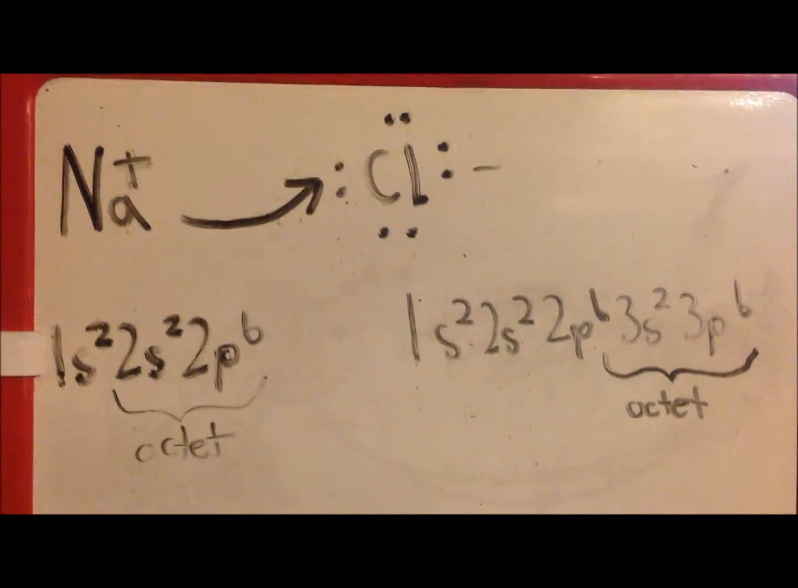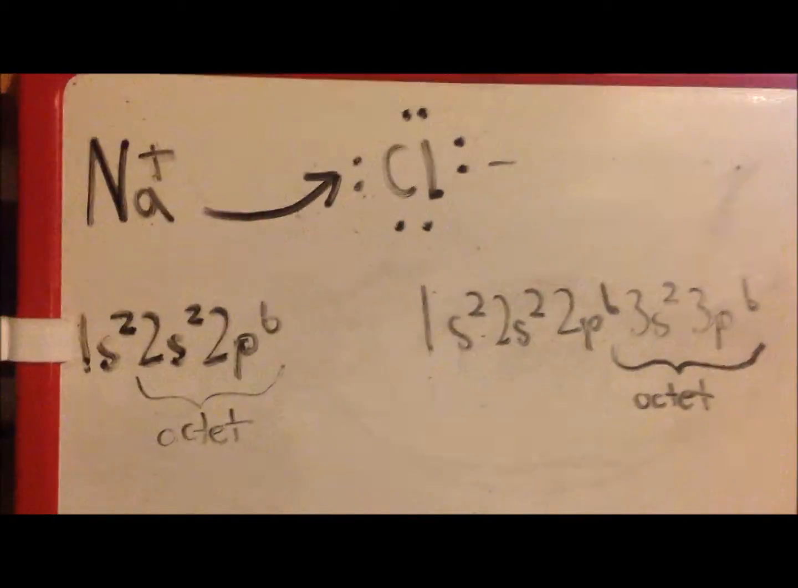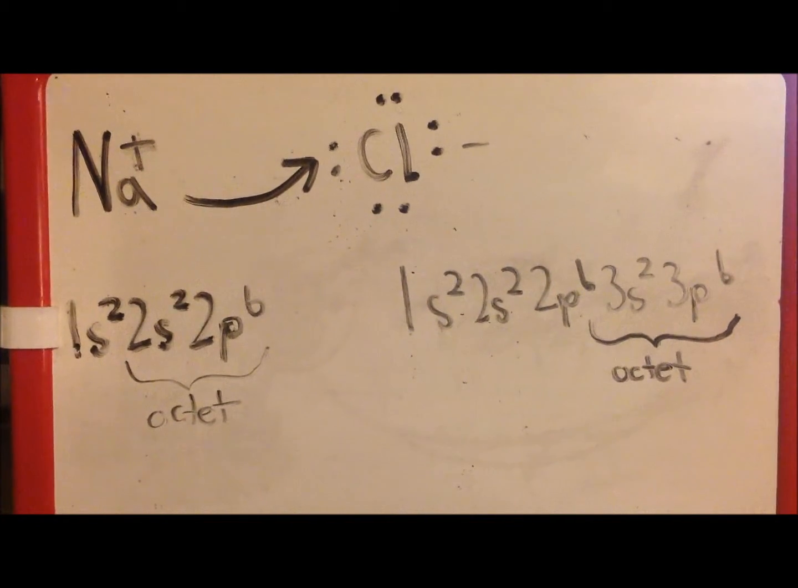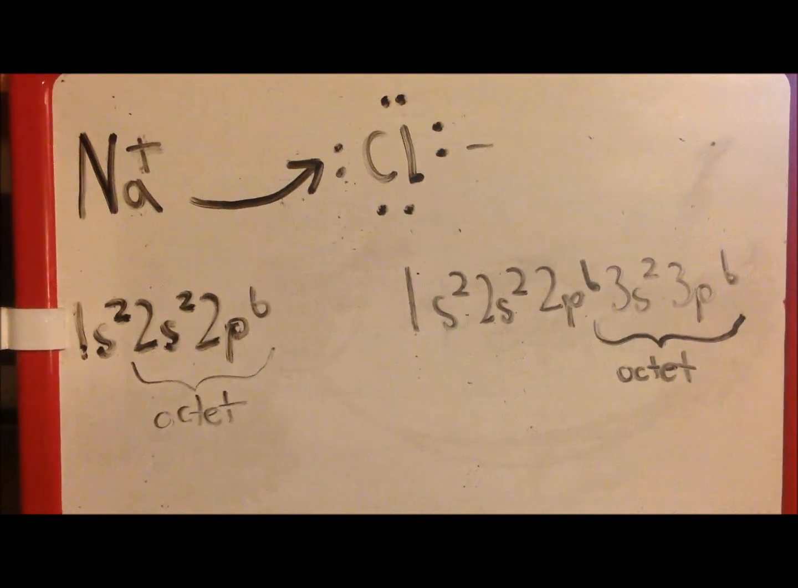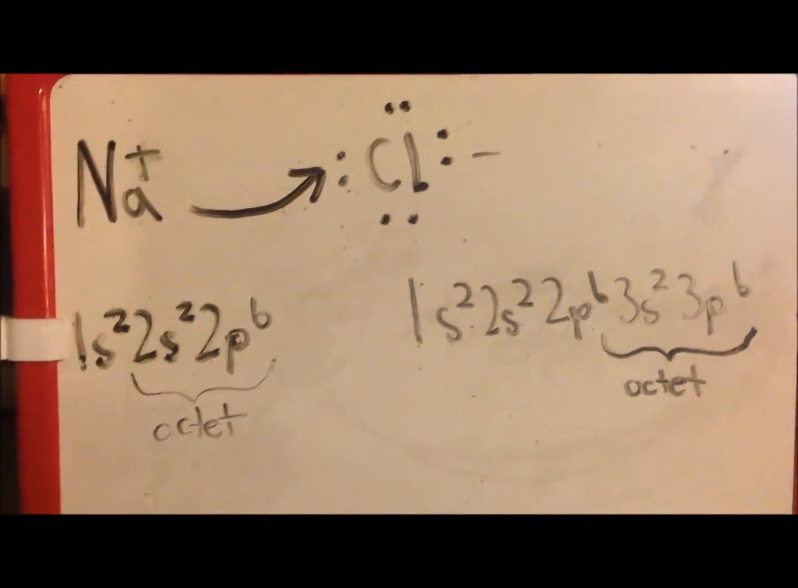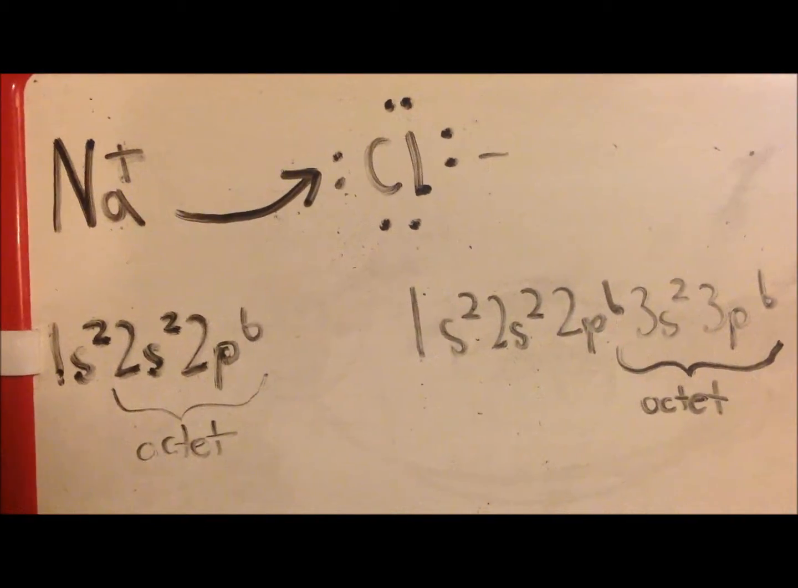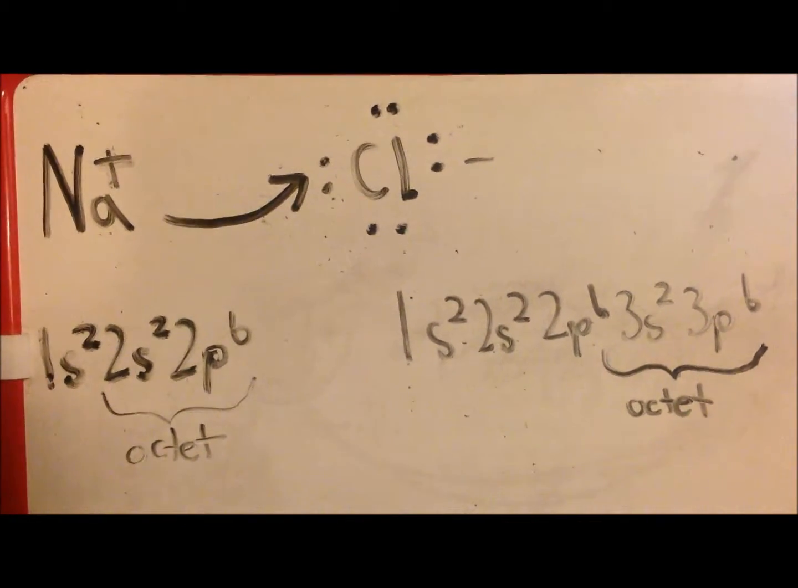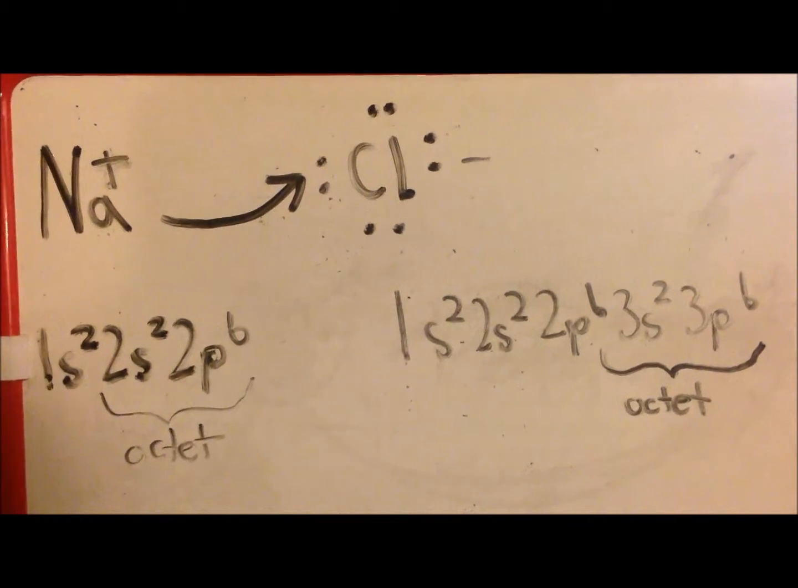Hi, my name is Andrew, and today we are going to learn how ionic bonds and compounds work. First, all we need to know is the difference of the two. An ionic bond is a process of two atoms sharing various electrons. An ionic compound is the product created after the two have bonded.